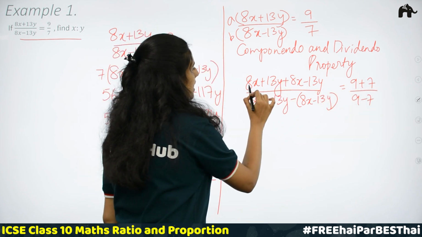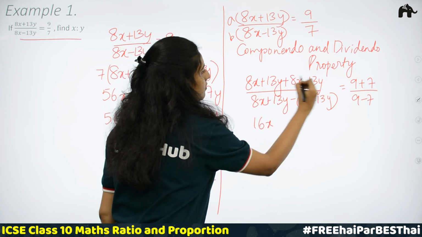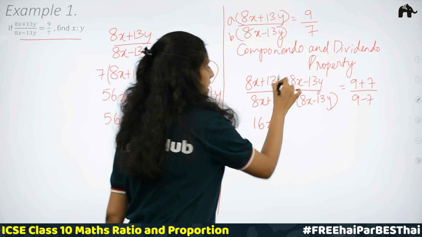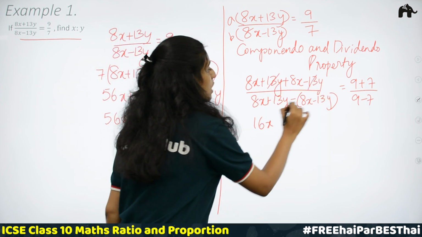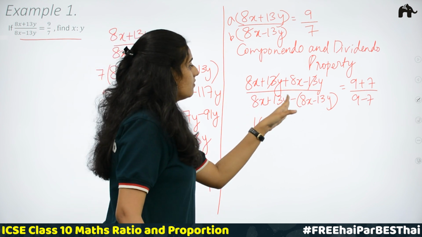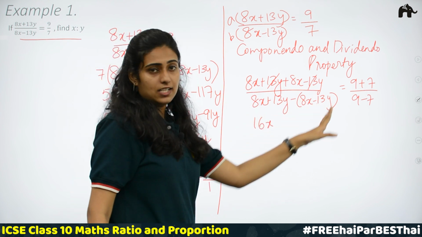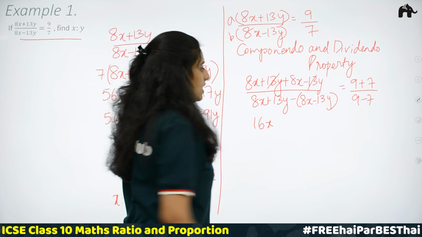Now, we will add this. 8x plus 8x is 16x. 13y minus 13y can be cancelled. 8x plus 13y minus 8x. 8x and minus 8x can be cancelled. 13y minus of minus 13y. Minus of minus is plus, which means plus 13y.